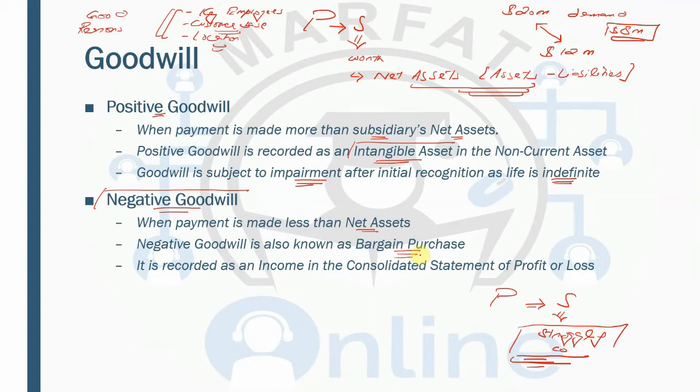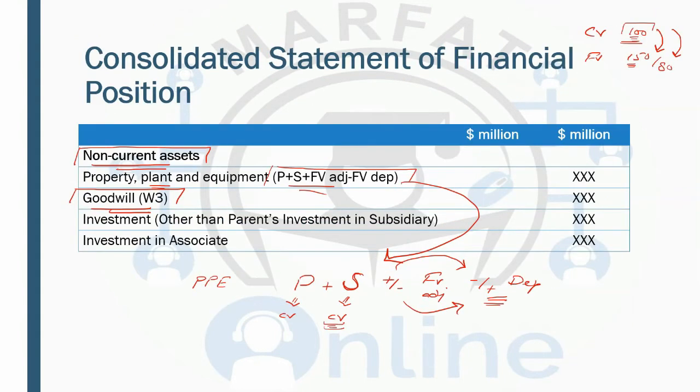You're buying them cheaper. For example, if their net assets are worth 12 million and you are buying that company for 10 million, which is the consideration, you're paying 10 million for assets which are worth 12 million. So you are having a benefit of 2 million. Now this benefit should be recorded as income in the consolidated statement of profit or loss. So positive goodwill is recorded as an asset, and negative goodwill, also known as the bargain purchase, is recorded as income. What I have shown you over here is the positive goodwill, and it is subject to impairment.